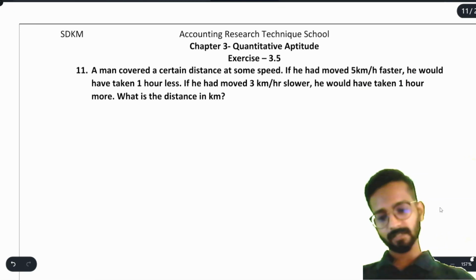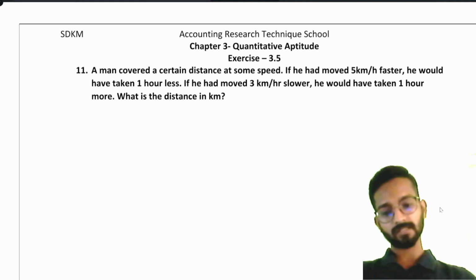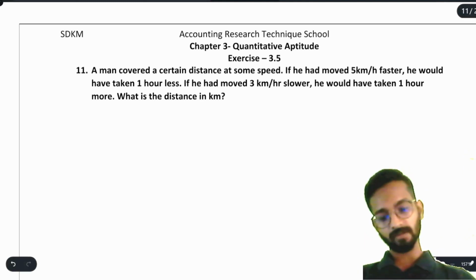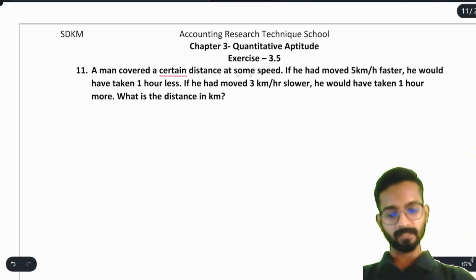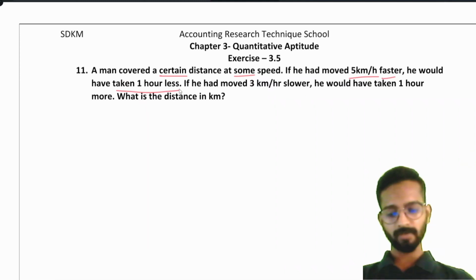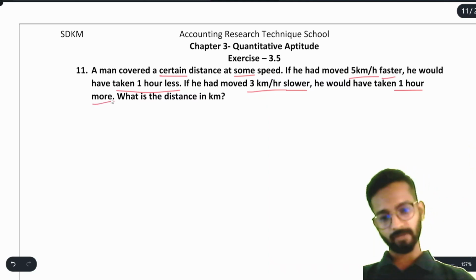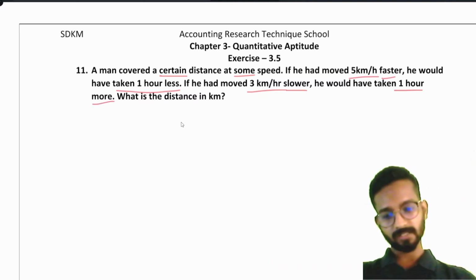A man covered a certain distance at some speed. Okay. Now see, they have not given distance, they have not given speed. See the wordings. He covered a certain distance at some speed. If he had moved 5 km per hour faster, speed increased, he would have taken 1 hour less. Obviously, if you increase the speed, time taken is less. If he had moved 3 km per hour slower, he would have taken 1 hour more. Okay, fair enough. What is the distance in kilometers now?